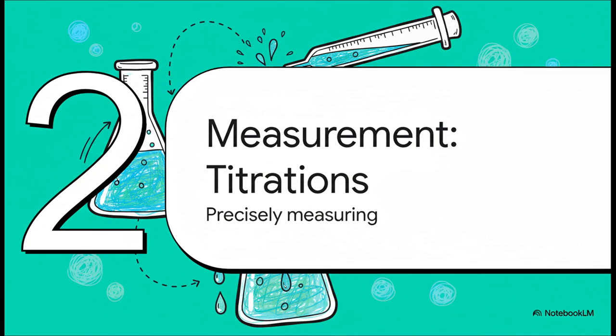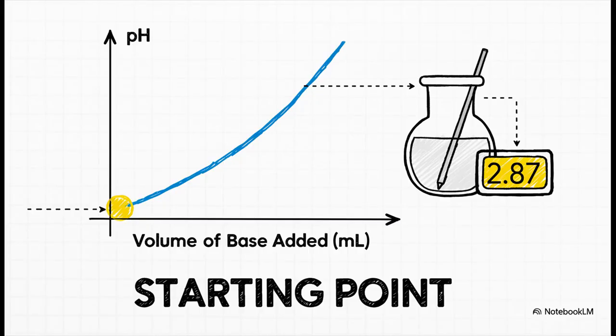So we know how to control a system, but how do we precisely measure what's in it? Let's say an unknown concentration. Well, the answer is a technique called titration. I want you to think of a titration curve not as some boring graph, but as the story of a reaction, unfolding one drop at a time. Part 1 is the very beginning. Before we've added any base, the pH in our flask is just the pH of the weak acid we started with, in this case 2.87.